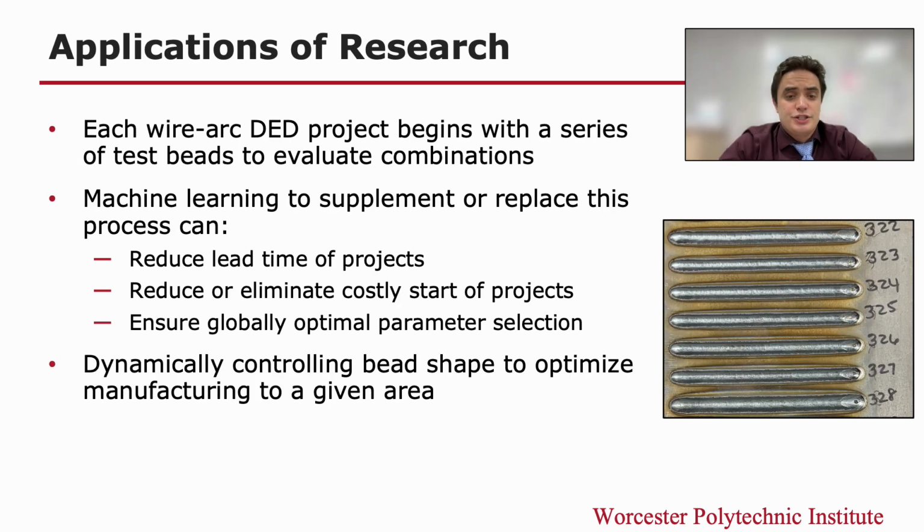At the start of every project, researchers will print a series of test beads to decide which set of parameters they use, especially when new materials are introduced. With this model, we can reduce or eliminate the number of samples required and ensure finding a globally optimal set. This reduces the cost and lead time of preliminary testing. Additionally, with information on the bead shape every parameter combination would yield, we'll be able to dynamically change our parameters throughout a print to tailor deposition to specific regions of the part.